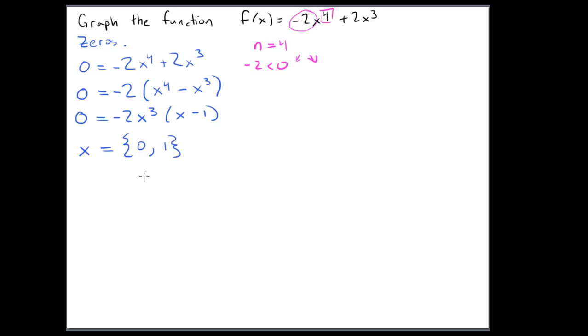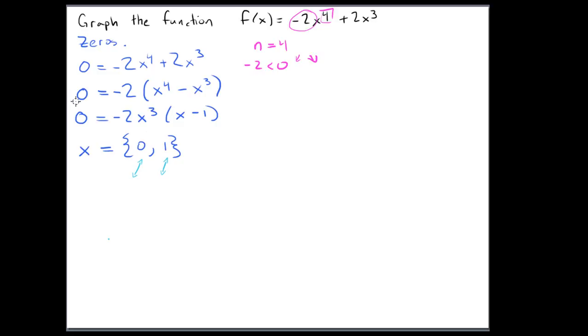Now that's only two zeros. So I think we're going to need some more information. And notice that this is to the third degree and this is to the first degree. So both of these zeros are going to behave linearly. This will pass through 0 linearly. It will pass through 1 linearly, not quadratically. It's not going to make a turn at that 0. That's not what's going to happen in this case.